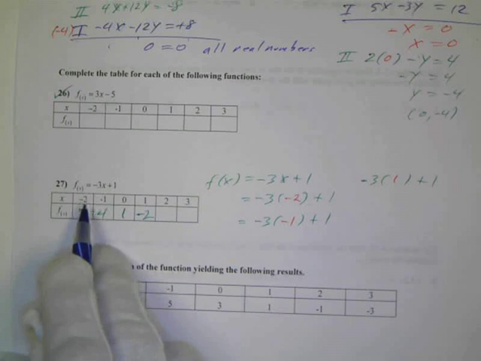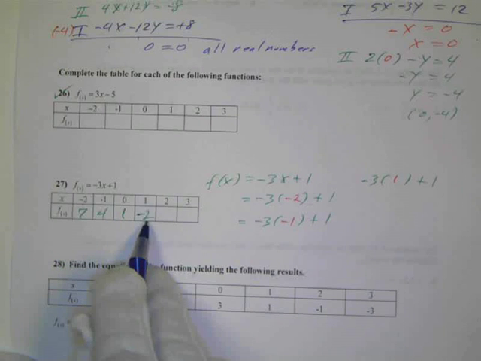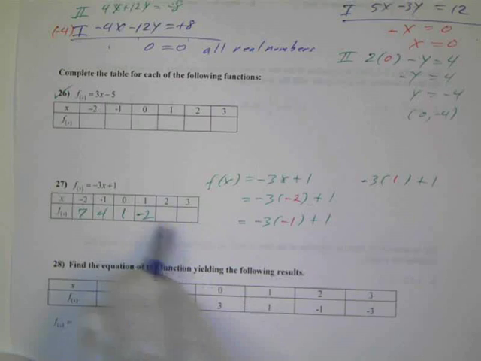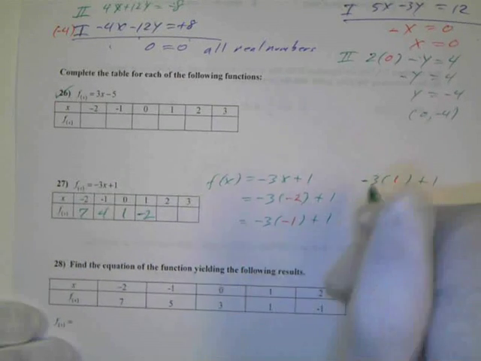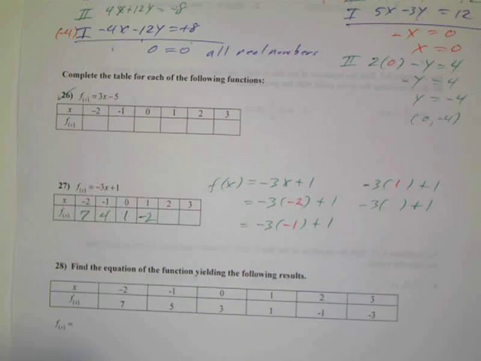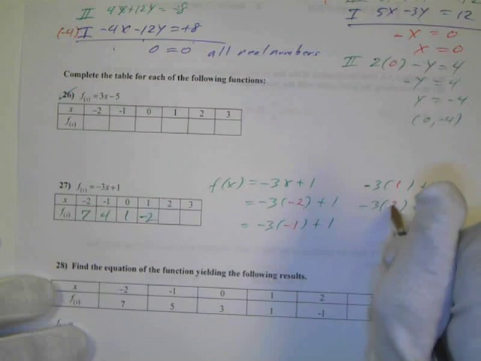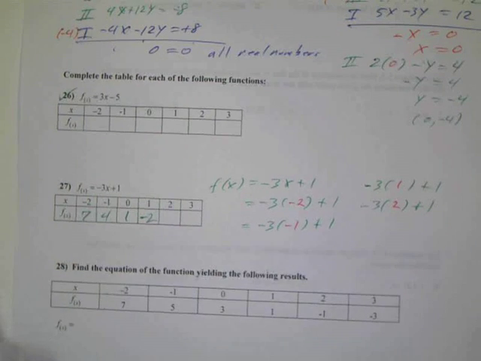And you can kind of see the pattern. These are going up by 1, and these are going up by what? 3, 3, 3, or it's going down by 3. So it looks like the next one would be negative 5. Let's just check it out. So if I put 2 in here, negative 3 times 2 is negative 6, plus 1 is negative 5. So there you go.